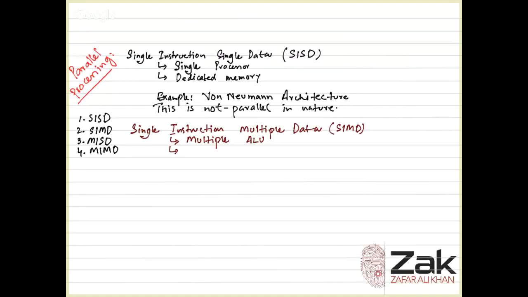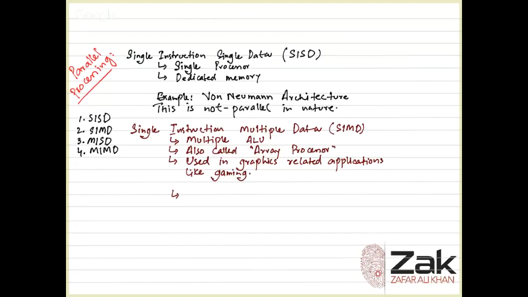All right. So single instruction: paint the screen. And multiple data means so many pixels, equally divided among the number of processors and painted together. So this is called single instruction, multiple data, also called array processor, used in graphics-related applications like gaming. Examples are gaming consoles and graphic cards.